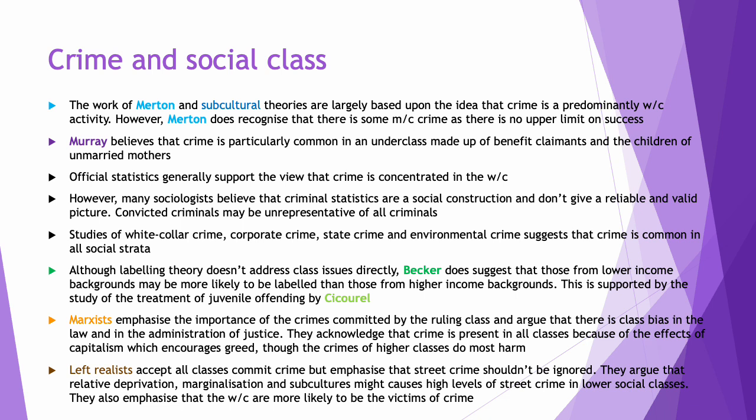Marxists emphasise the importance of crimes committed by the ruling class and argue that there's a class bias in the law and in the administration of justice. They acknowledge that crime is present in all classes because of the effects of capitalism, which encourages greed, though the crimes of the higher classes do the most harm. Left realists accept all classes commit crime but emphasise that street crime shouldn't be ignored. They argue that relative deprivation, marginalisation and subcultures might cause high levels of street crime in lower social classes. They also emphasise that the working class are more likely to be the victims of crime.